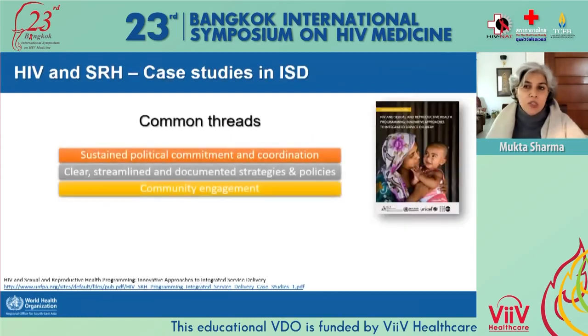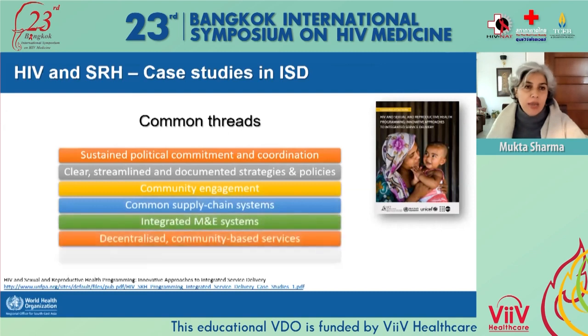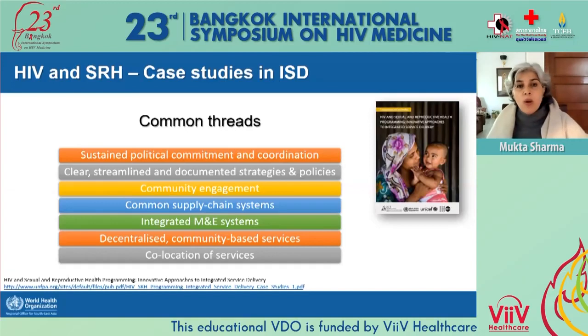So I wanted to talk a little bit about integration of HIV with sexual and reproductive health, and what are some of the common threads, common issues that are needed in order to do this. And this is based on the work that has been done by WHO, UNICEF, and UNFPA. They looked at 11 case studies of integrating HIV and sexual and reproductive health, mostly from Africa, but also some other settings.